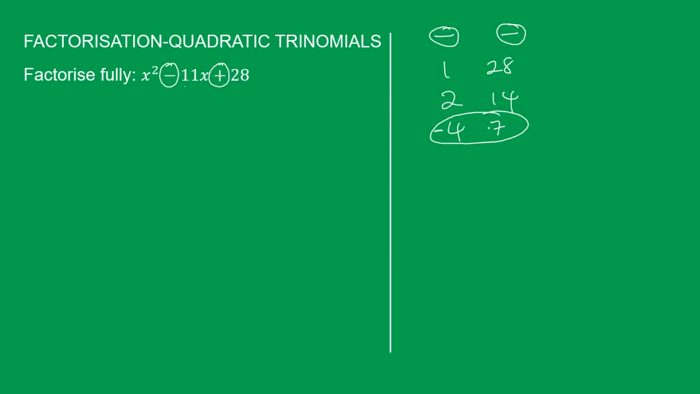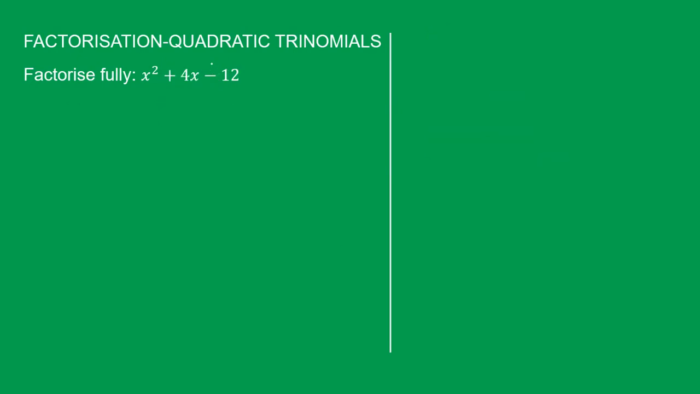If this one is negative, this one is negative. Same sign. And both of them are negative. So negative 4 times negative 7, that is positive 28. Negative 4 plus negative 7, that is negative 11. So the factors should be in our bracket x minus 4, x minus 7. x minus 7 times x minus 4 is still the same thing.